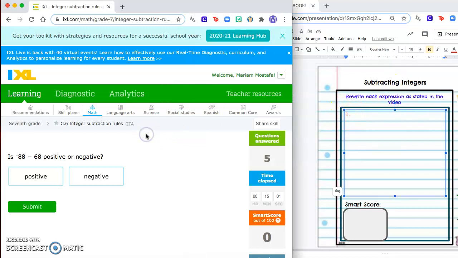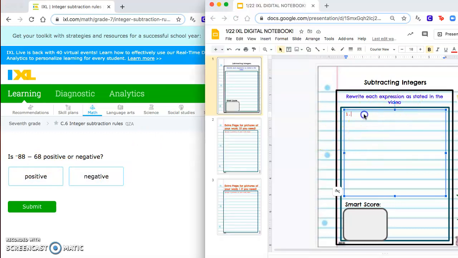What I'm going to be asking you to do is not only solve this, but I also want you to rewrite each expression with addition. Okay, here's what I mean by this. Number 1, you have -88 minus 68. You're going to put -88 minus 68 is the same as -88 plus -68. So you can either type this or you could write this in your notebook and then upload a picture. So I took the expression and I rewrote it with addition.